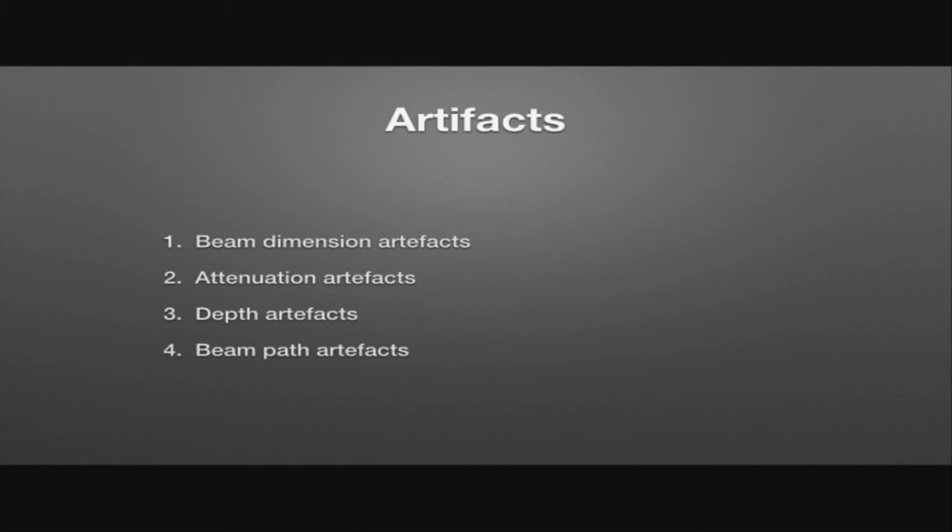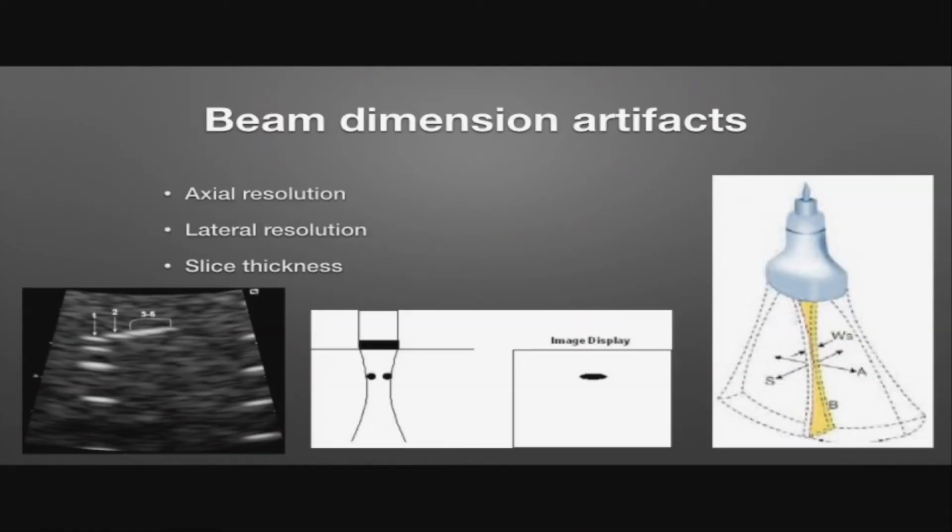So the main 4 artifacts we'll concentrate on are beam dimension artifacts, attenuation artifacts, depth artifacts, and beam path artifacts. Beam dimension artifacts, we've been through a bit. We're talking about the resolution, and you've got 3 differing problems with the artifacts: axial resolution artifacts, lateral resolution artifacts, and slice thickness artifacts. And again, this is all to do with the fact that this beam has a 3-dimensional component to it. It's not simply a thin line.